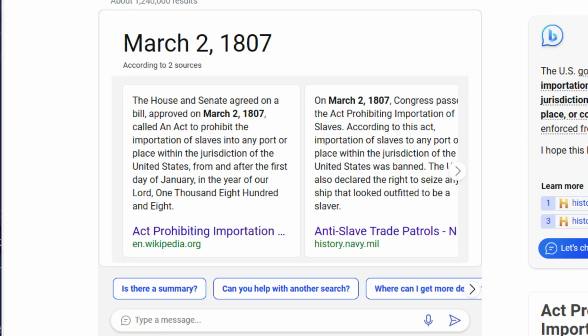On March the 2nd of 1807, the House and Senate agreed on a bill called the Act to prohibit the importation of slaves into any port or place within the jurisdiction of the United States from and after the first day of January in the year of our Lord 1808. So the Congress had passed a bill in 1807 saying they were not to bring any more slaves into the United States after January the 1st, 1808.